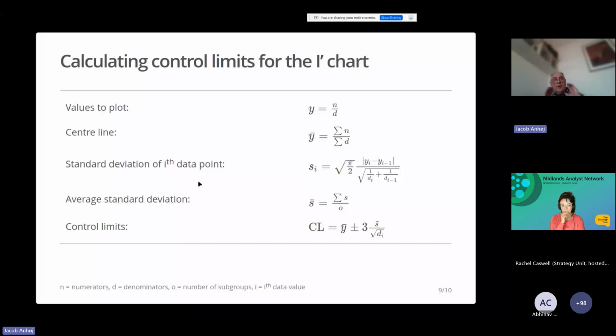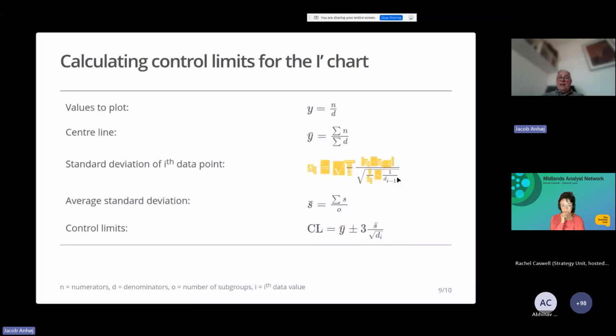So the only problem with I prime charts, as I see it so far, is that calculating the control limits is a bit more involved than calculating control limits for the traditional I chart. The central point is this one: how to calculate the within subgroup standard deviation. We have to use this formula.